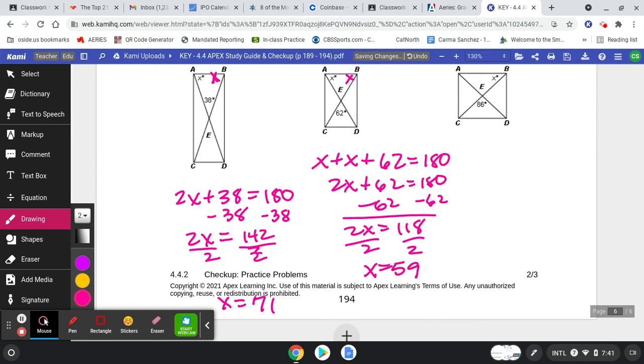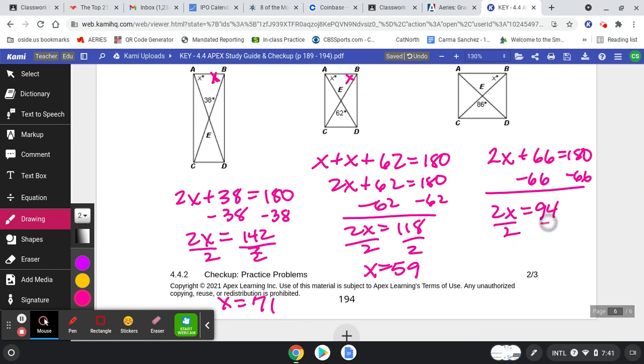Okay, last, same exact thing, 2 x's plus 66. So a couple things going on here. You definitely want to be able to set up the equation and then be able to solve the 2-step equation using the rectangle rules.